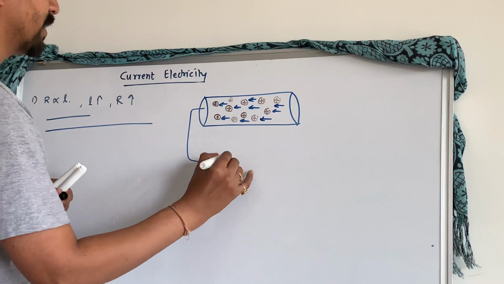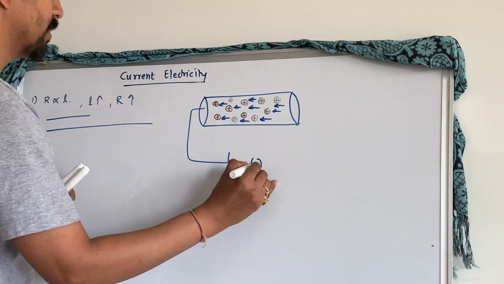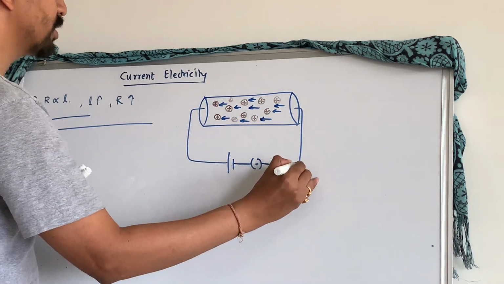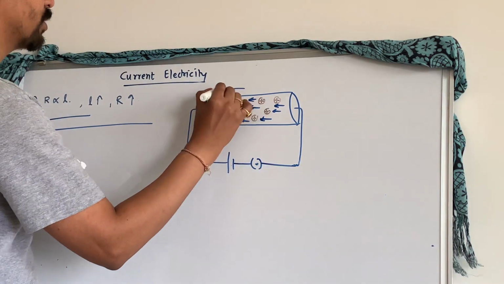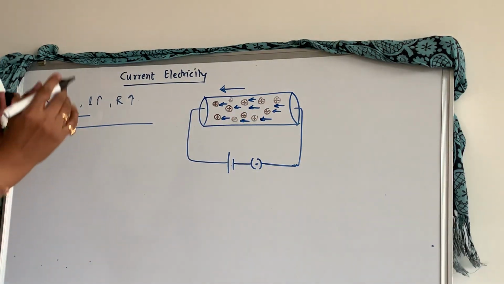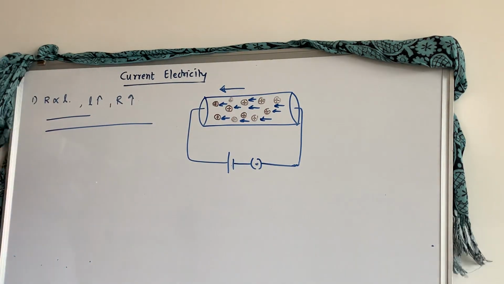As soon as I connect this to a cell, these negatively charged electrons are pulled towards the positive terminal, and these electrons collide with these metal ions. That obstruction to their path is called resistance. So each and every material, each and every body will provide resistance, right?